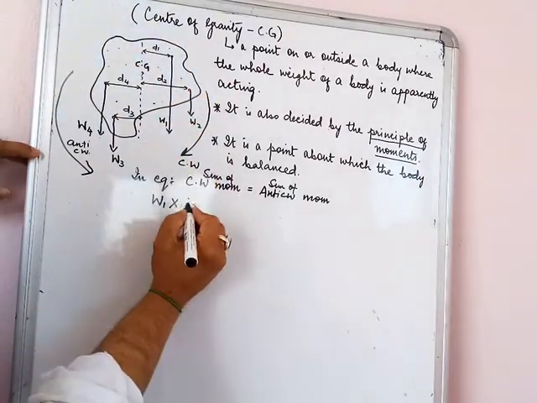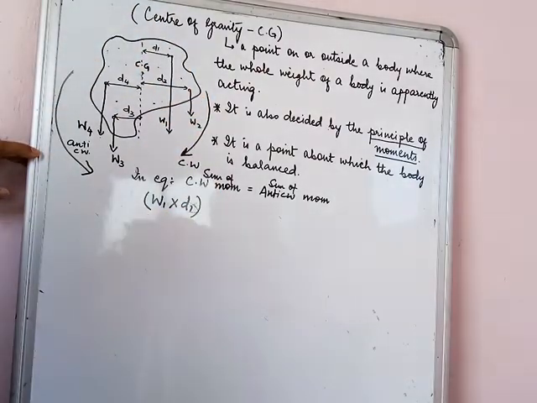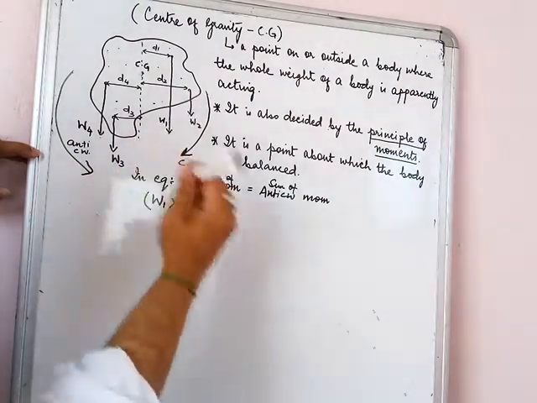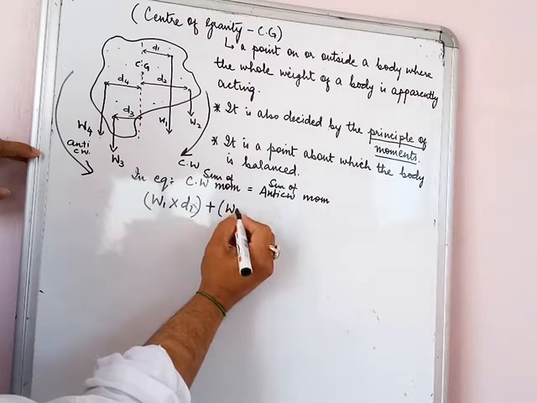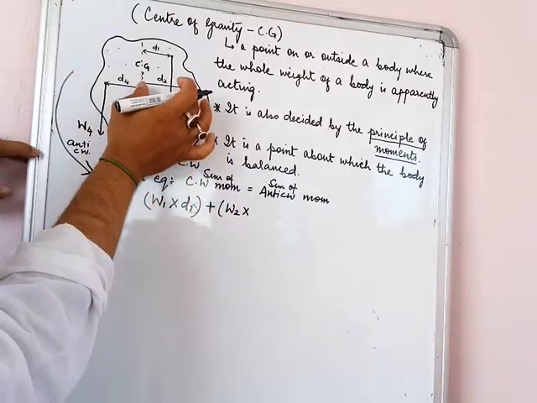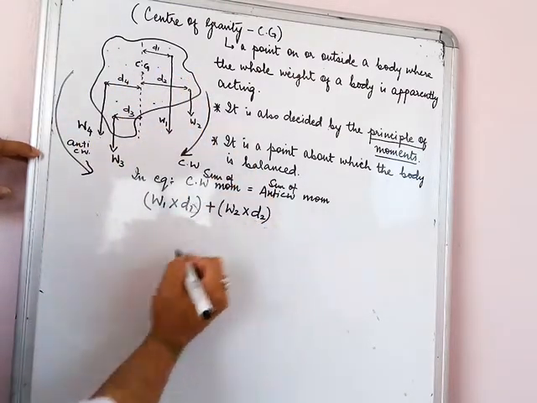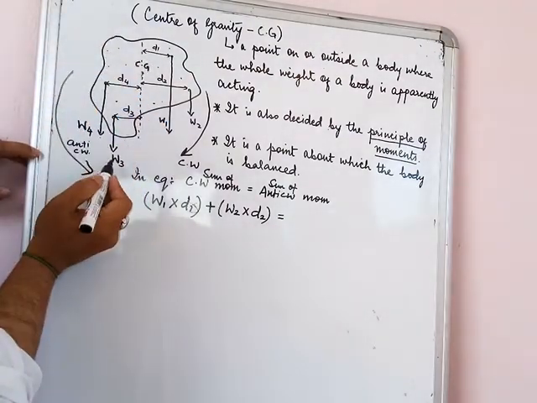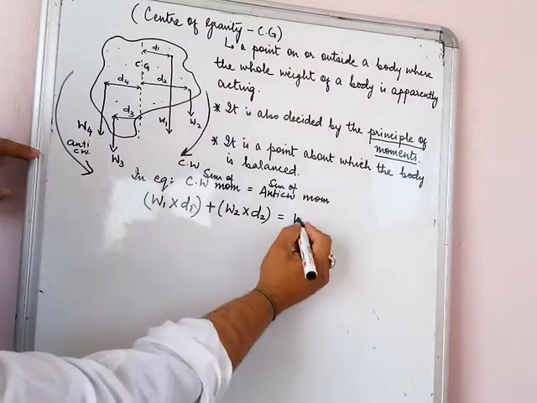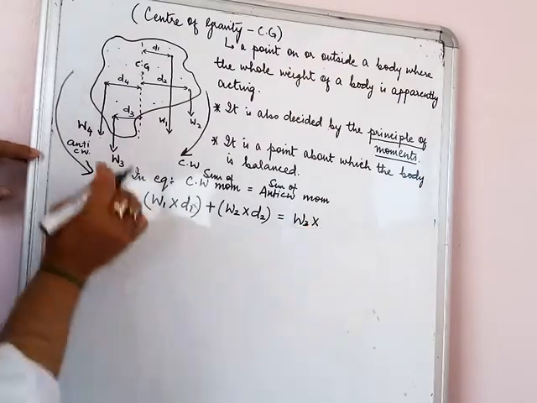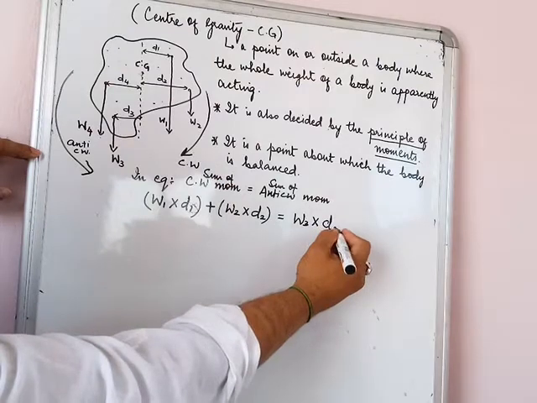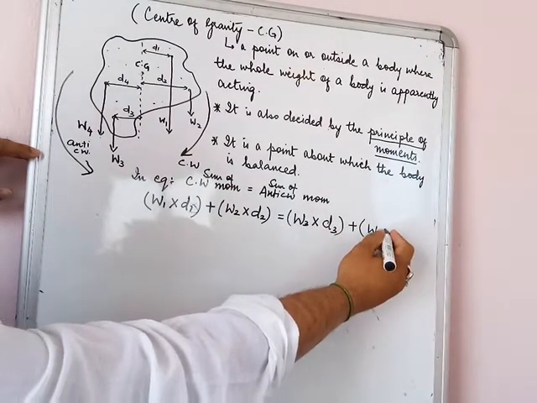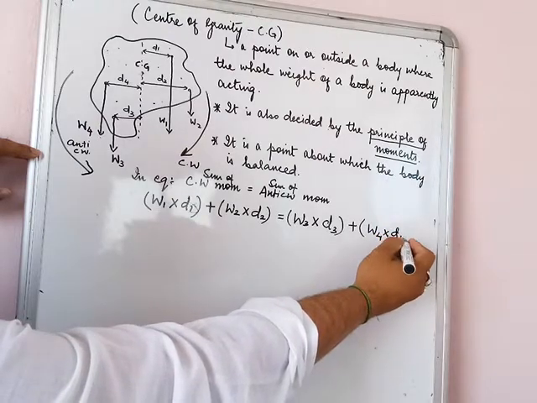So D1 is the distance here, so that is the moment because of W1. Similarly, the moment because of W2 will be W2 multiplied by its distance, which is going to be D2, equal to the anti-clockwise moments because of W3 and W4, so we are going to have W3 multiplied by D3 plus W4 multiplied by D4.